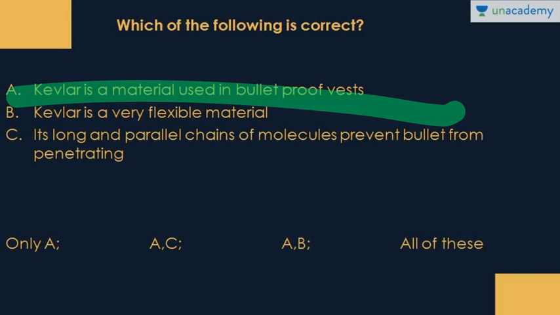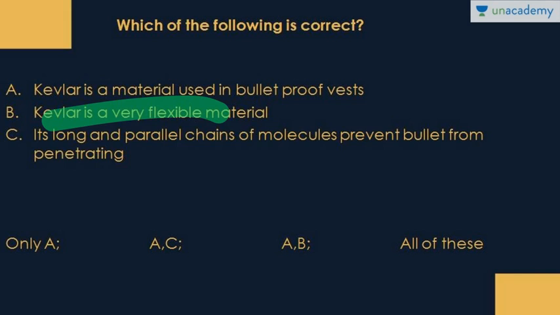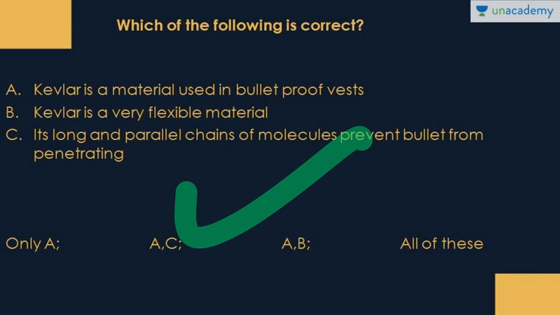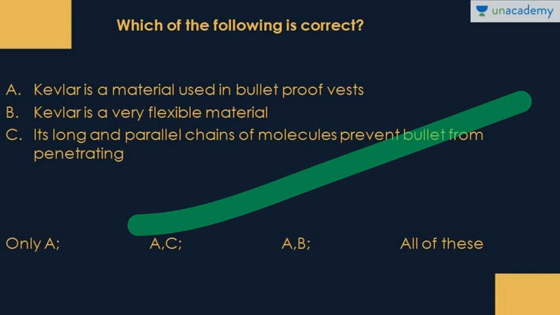Even once in PIB MCQs also we covered it. If you look at part B, Kevlar is a very flexible material. Yes, it is very flexible, and indeed, why cannot the bullet penetrate into it? Because of its long and parallel chains of molecules.